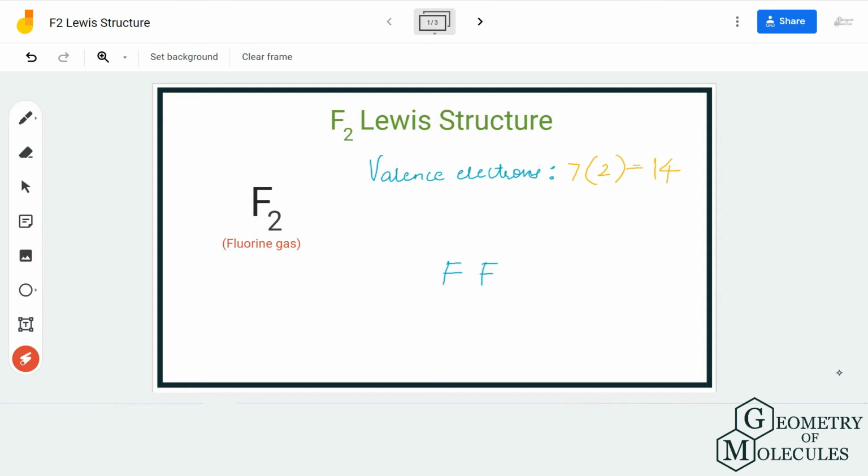Once you have that, place both these atoms next to each other, and to show a bond between these two fluorine atoms, place a pair of electrons like this. After that, you are just left with 12 valence electrons. So what we will do is arrange 6 valence electrons around this fluorine atom, and this fluorine atom will have the other 6 valence electrons.